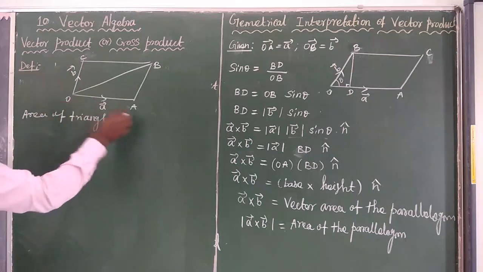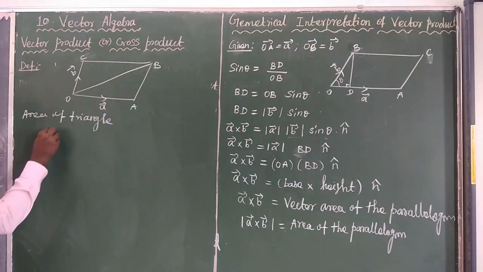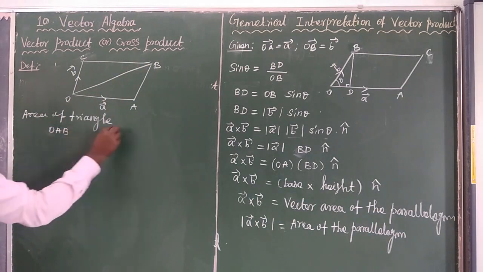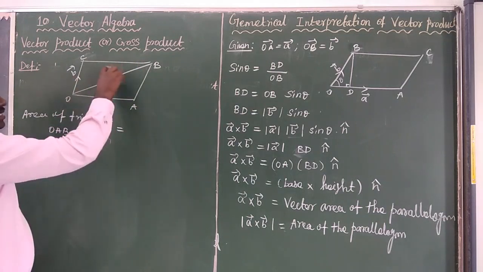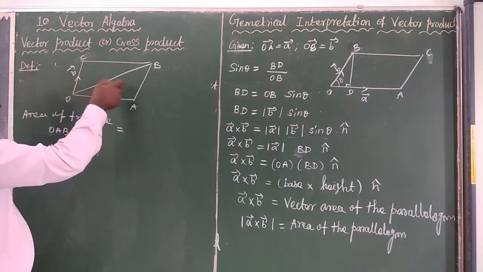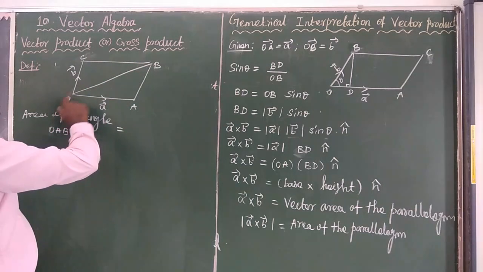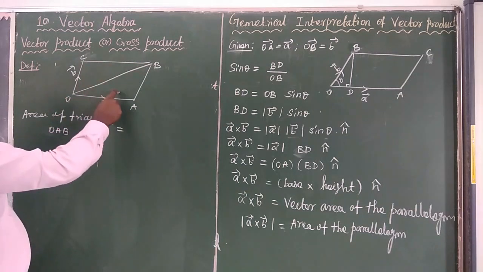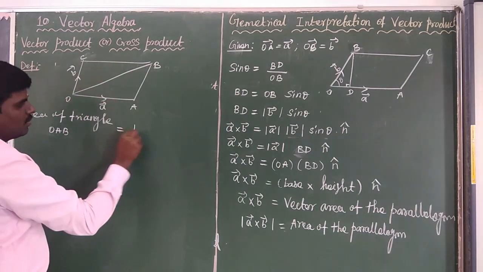Area of triangle OAB. What is the meaning? The area of triangle OAB is equal to the area of triangle OBC. Both areas should be equal. That is the meaning of 1/2.